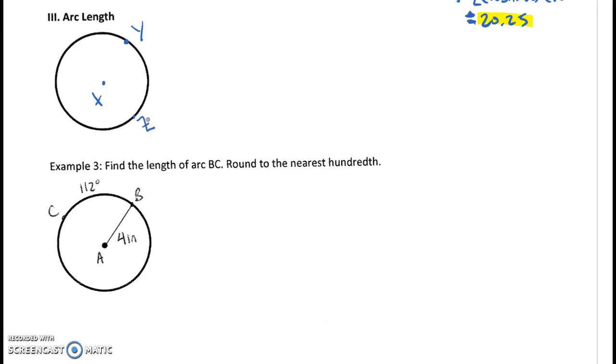Now arc length is exactly what it sounds like. We want to find the length of Y to Z. So what is the distance from Y to Z? This part of the circumference is what we call arc length. So again, it's part of the circumference. So what do you think is going to be part of our formula for arc length? The circumference. And again, it's just one piece of the circumference, so it's going to look very similar to sector area, so just be very careful, okay?